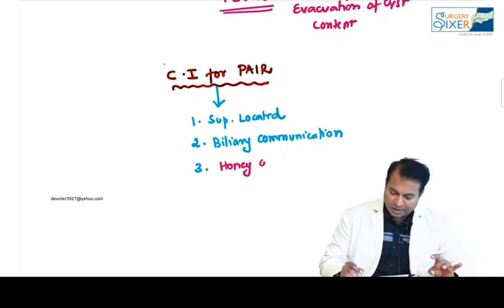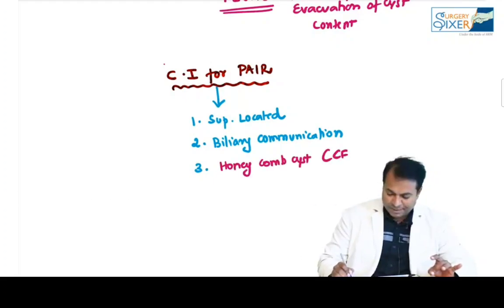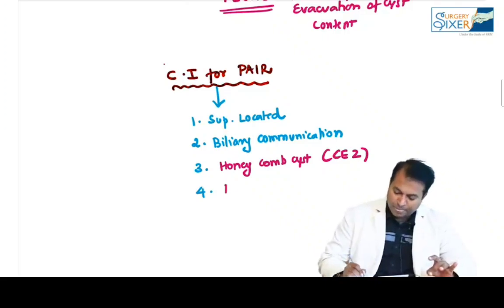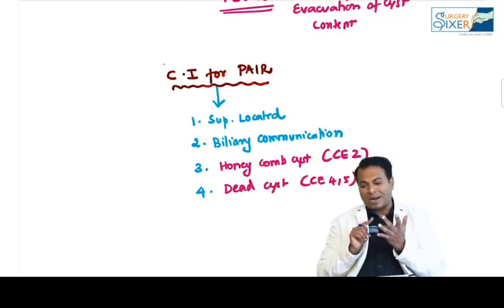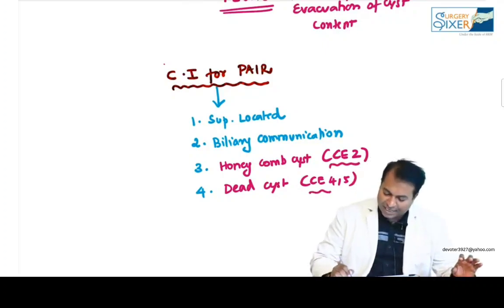Number 3, honeycomb cyst is a contraindication. What is the classification of honeycomb cyst? It is coming under CE2. And number 4, dead cyst, is also a contraindication. They will come under CE4 and 5. So you can see PAR is done only for CE1 and CE3. CE2 it is contraindicated. CE4 and 5 it is contraindicated.